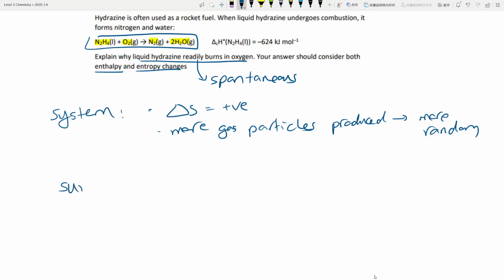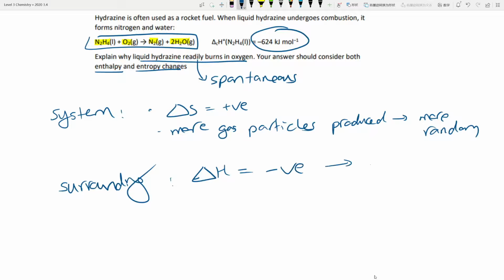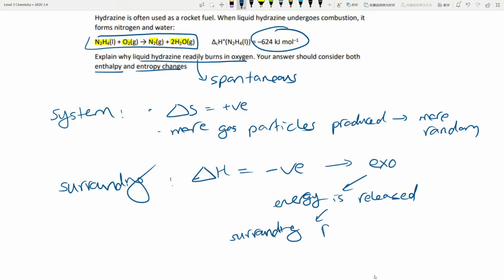Let's look at the surroundings. You don't need to look at the system anymore, you look at this number. This is negative, which means it's an exothermic reaction. What does that mean? Energy is released. And where does that go? The surrounding particles in the atmosphere around this thing become more random, because there's more heat. They become more random, therefore the change of entropy increases.